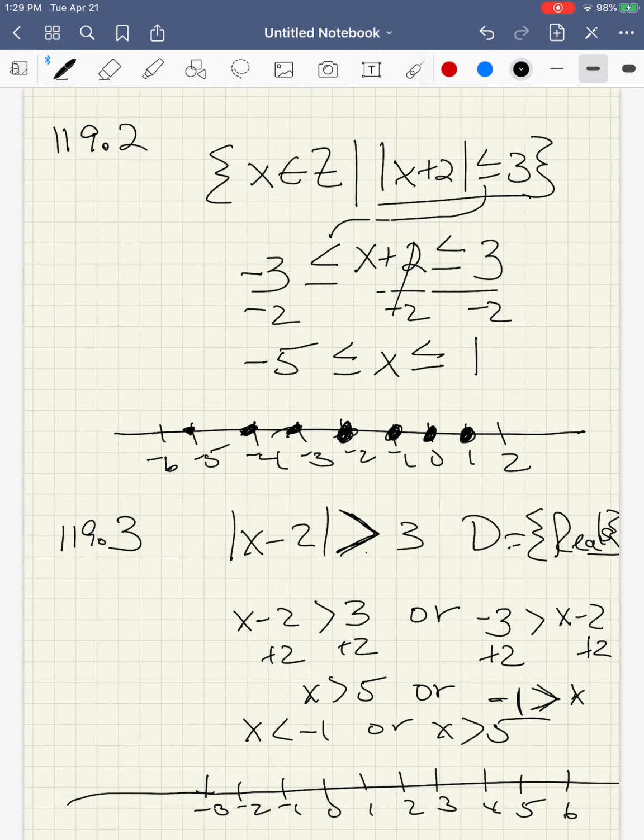All right, so what kind of dot do I put on 5? It says greater than 5. So I put an open dot. Which numbers are greater than 5? That's right, to the right. And then what kind of dot do I put on -1? When it says only less than, it's an open dot. And which numbers are less than -1? That's right, going to the left. So you see this is a disjunction. When it's a greater than symbol, it's going to go away from each other. That's a little check that you can use after you finish working your problem.